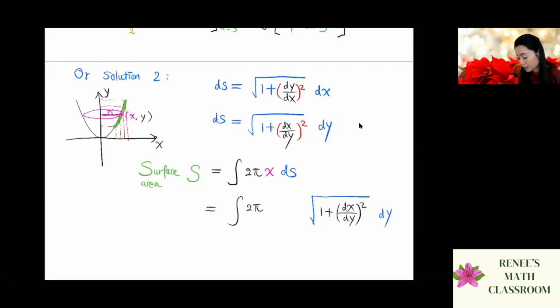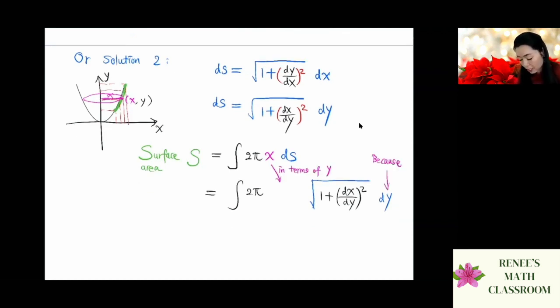Now because this is an integration with respect to y, I want everything in terms of y. So the x over here, I want it to be in terms of y. That's the integration of y. So we have y equal to x squared. And notice this arc here is in the first quadrant. If I solve for x, x will be positive. So x is the positive square root of y, because x is positive in the first quadrant. So this will be square root of y.